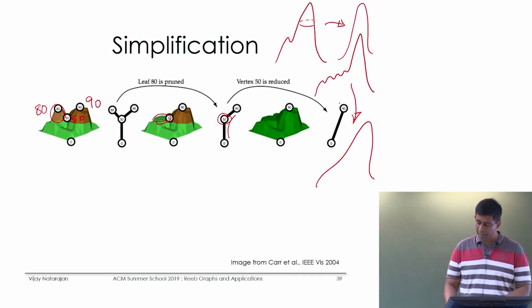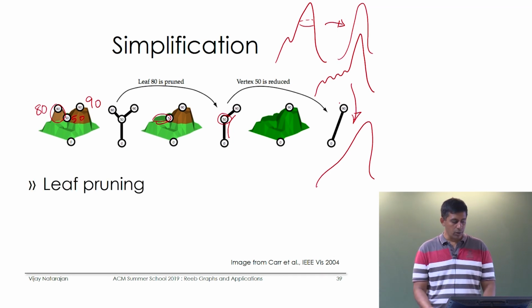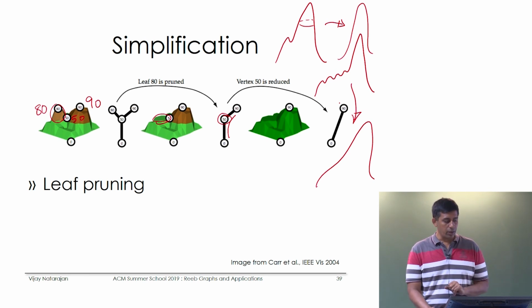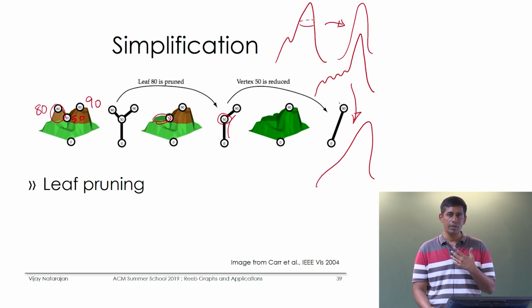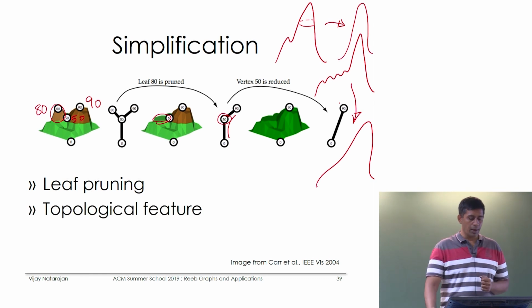So that brings up the next question. So leaf pruning is a way to simplify. Fine. The question is, which leaf should I prune? Who damages the tree the least is the one that I want to remove first.